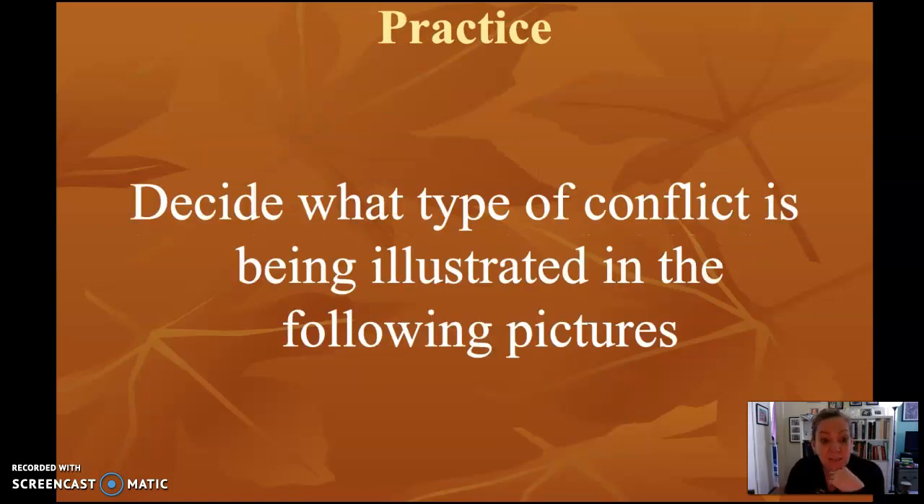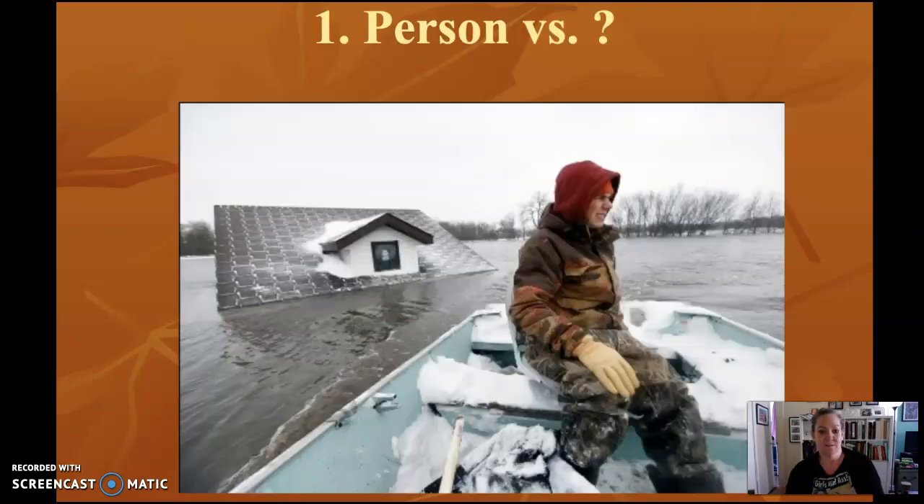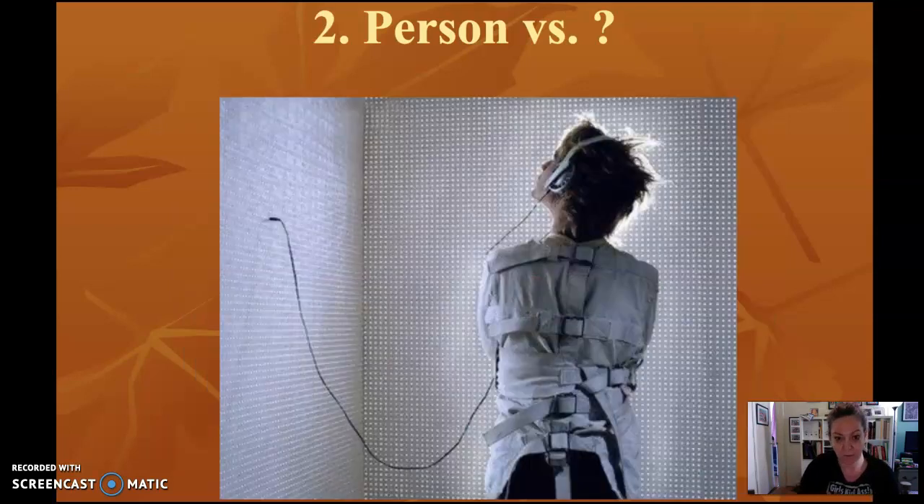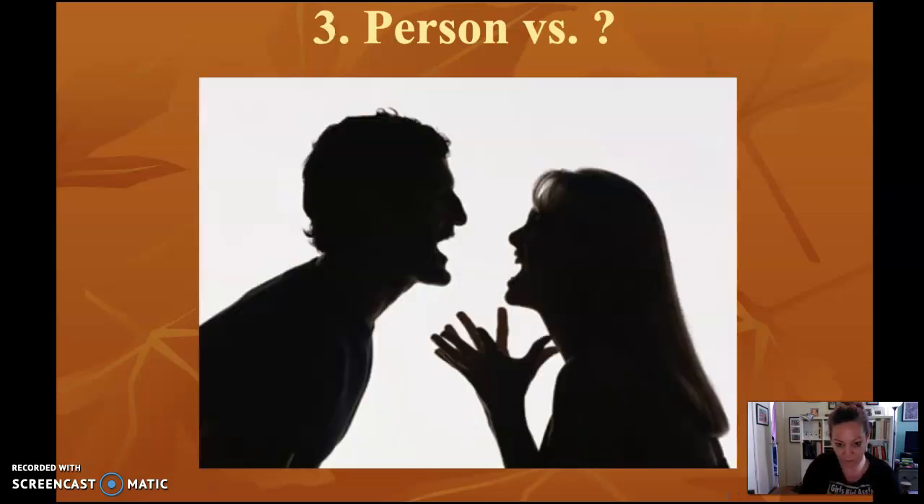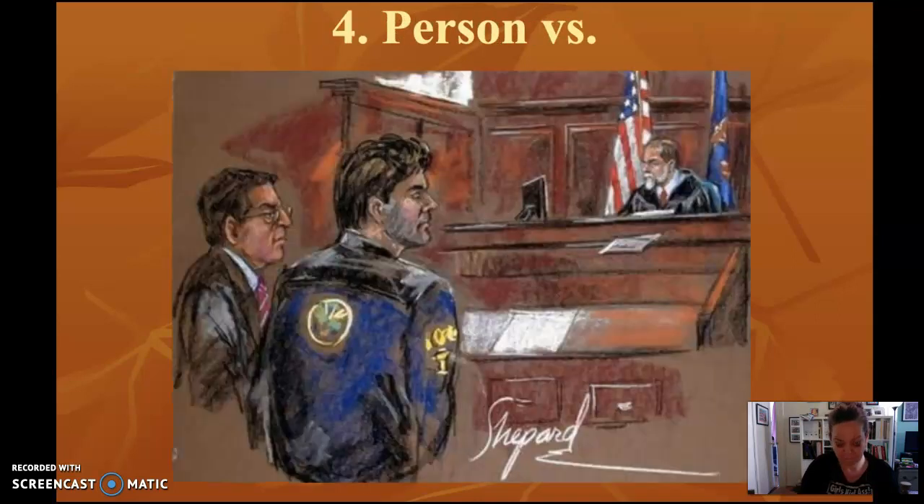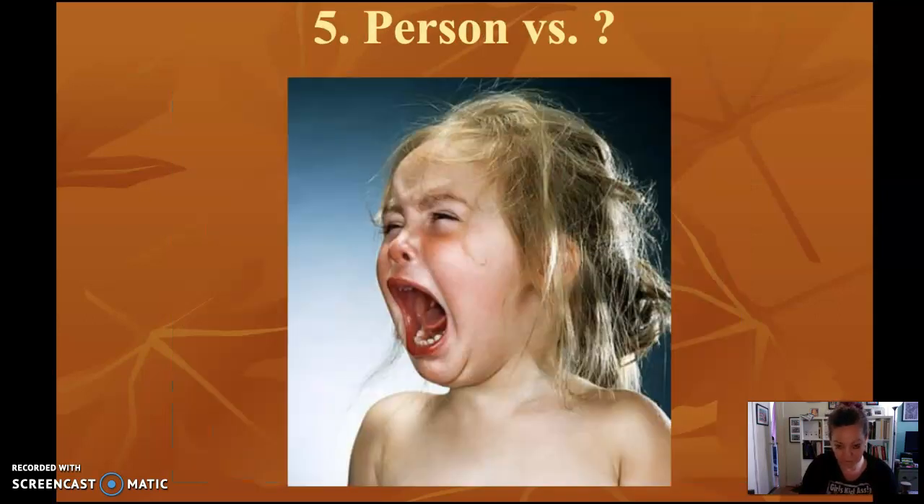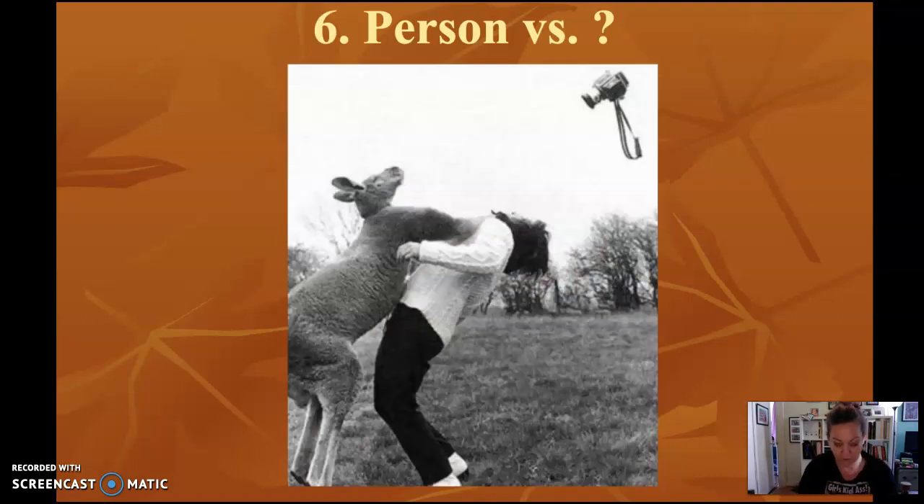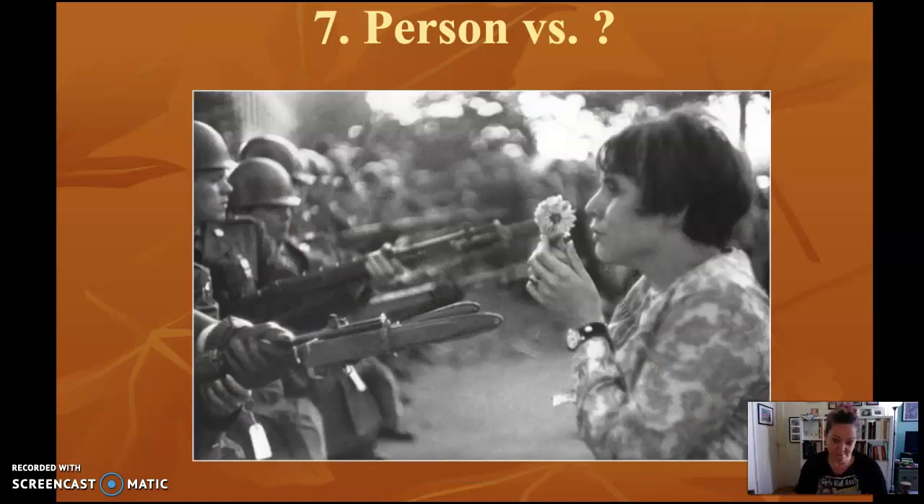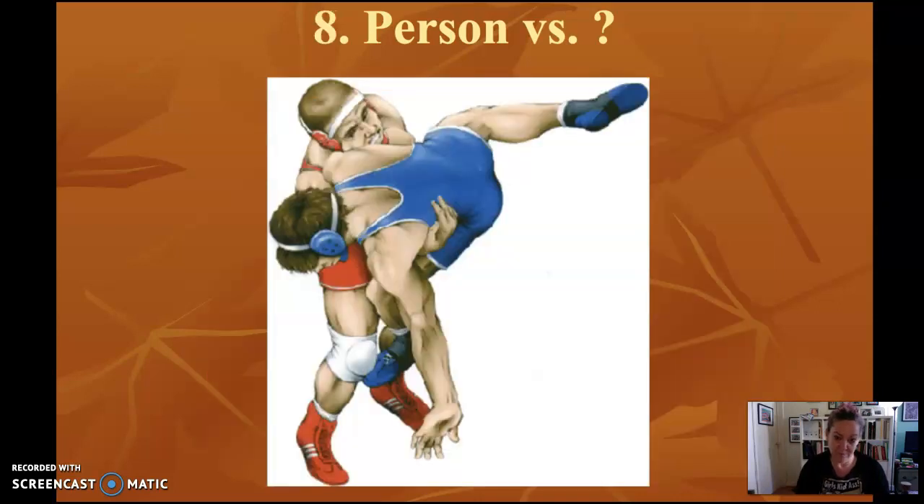All right, let's do some practice. I'll give you a chance to think for a second. Maybe you should write down what you think they are and then check yourself at the end, okay? So, number one, what do you think? Number two, what do you think? Number three, what do you think? 4. Again, if I'm going too fast, just pause it. 5. 6. This one's a funny one. 7. And 8.